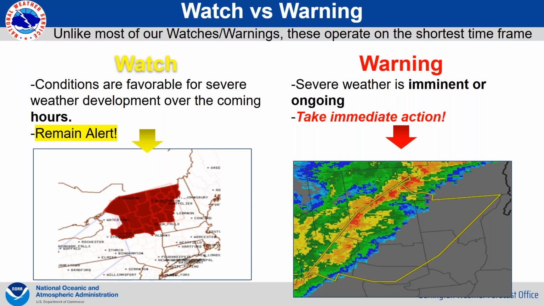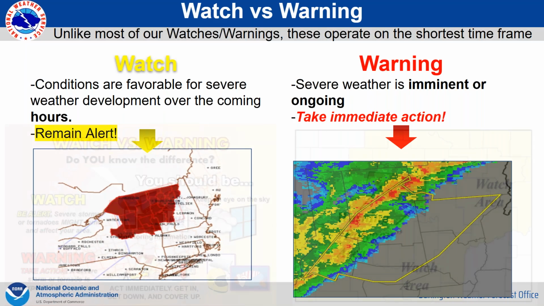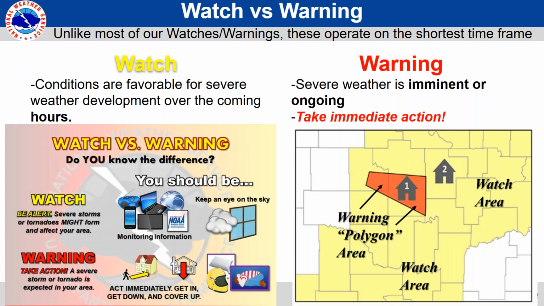So watches, conditions are favorable, the ingredients are there, but they're not all together yet. The warning is the time to take action. The ingredients have come together to produce these severe weather hazards. So during the watch phase, start looking at your forecasts, have your NOAA weather radio prepared, keep an eye on the sky, and use your trusted media outlets to take action when the warning hits.